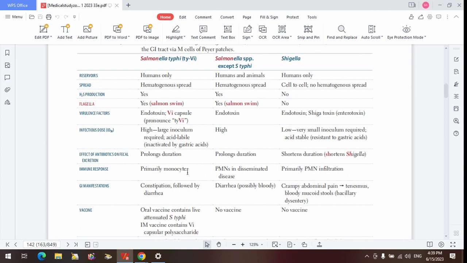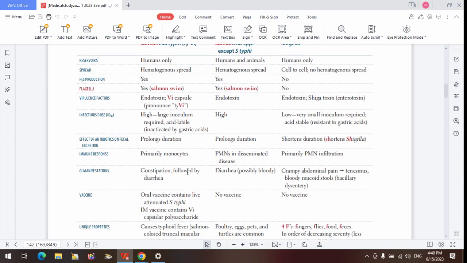But it is not monocytes that respond to the non-typhi Salmonella and Shigella. They are the neutrophils that respond to them. So neutrophils is what we use to engulf Salmonella and Shigella to try to damage them. So they try to engulf and digest them. So that is that about Shigella and the non-typhi Salmonella. But for typhi, it is monocytes or macrophages that respond to them.